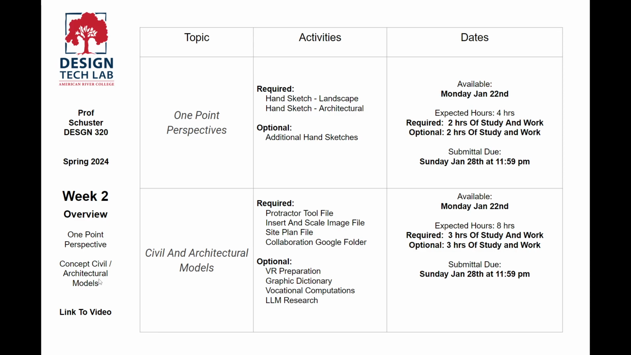And one way that we make those concept visualizations is 1-point perspective. And the other is with SketchUp, civil and architectural models, and we are going to use SketchUp to do that at this point. So there are some activities for the 1-point perspectives. There are a few required and an optional one. So you're going to do some hand sketching for landscape and for architectural modeling.